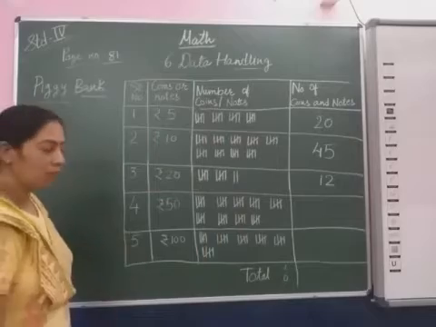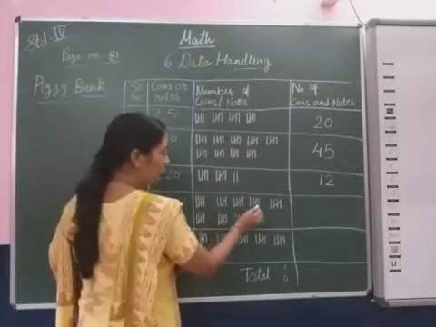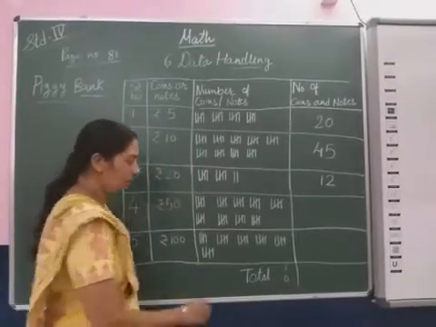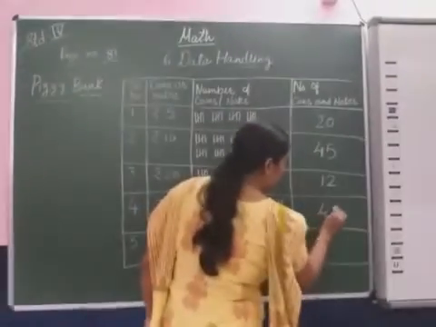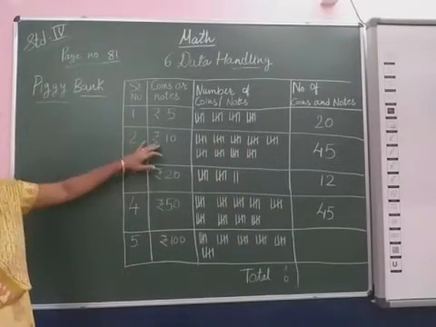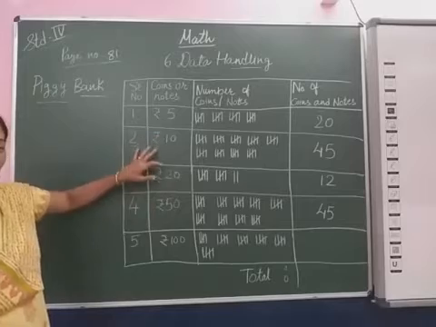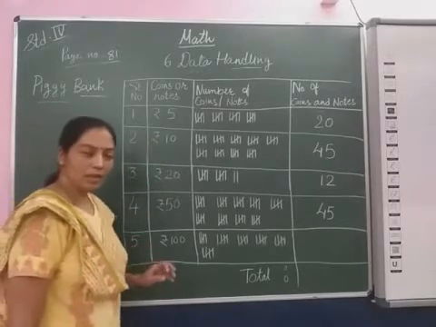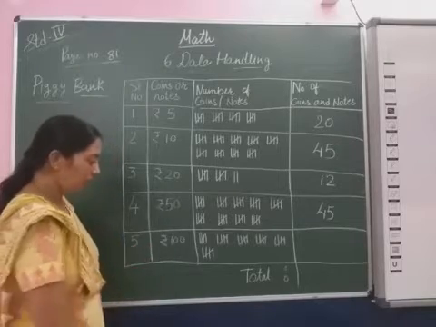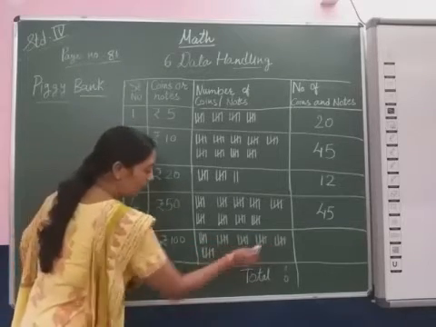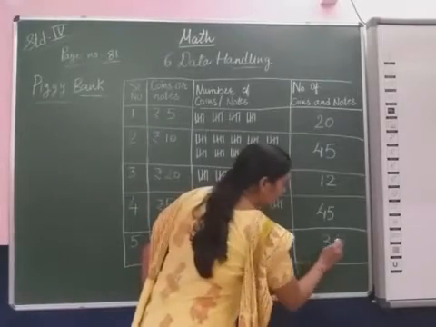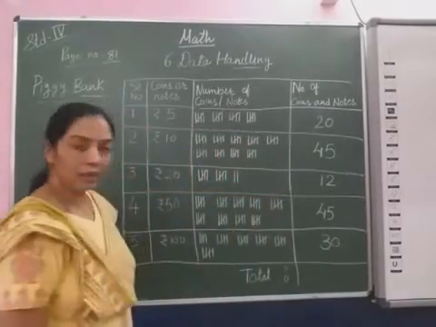And rupees 50 note: 1, 2, 3, 4, 5, 6, 7, 8, 9. 9 fives are 45 here. The same number for rupees 50 and rupees 10; we can see he got the same number of notes from the piggy bank. Now the rupees 100 note: 1, 2, 3, 4, 5, 6. 6 fives are 30. So we write here the number 30.